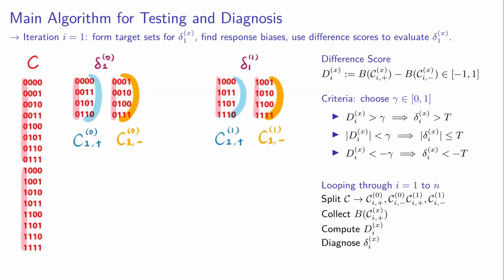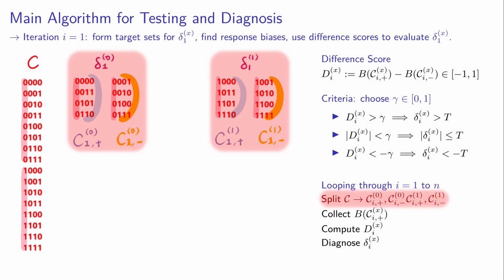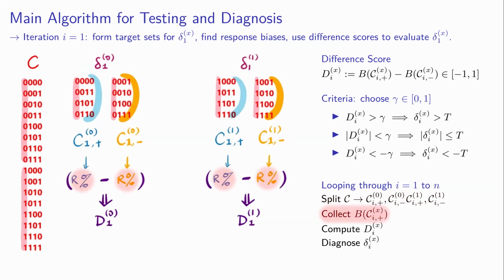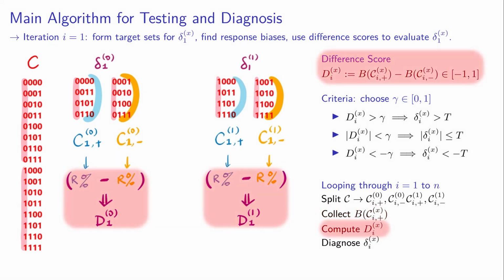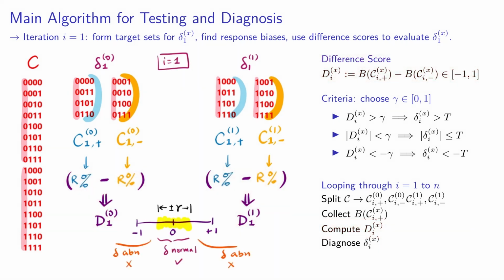In algorithmic form, the process works as follows. On the first iteration I equals 1, we split a random challenge set into the target sets for delta 0 at stage 1 and delta 1 at stage 1. We collect the APUF's response biases for each of these 4 sets and then compute the difference between the biases for each delta, which we call the difference scores. The abnormal delta threshold T, as well as the tolerances for false positives and false negatives, are specified by the manufacturer. These specifications then translate to the difference score threshold gamma. We will discuss this more later.